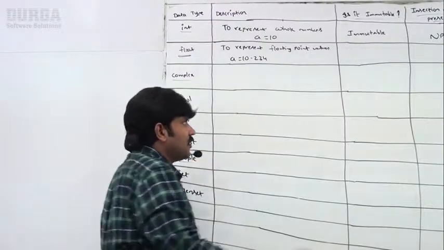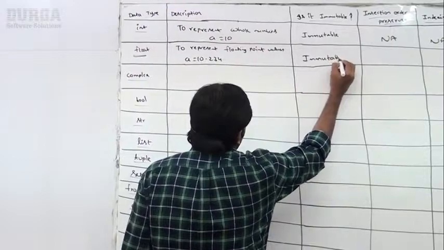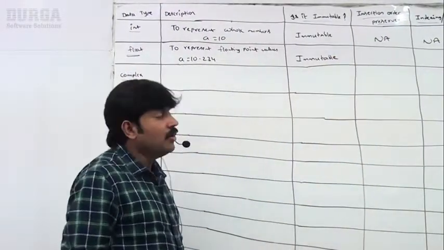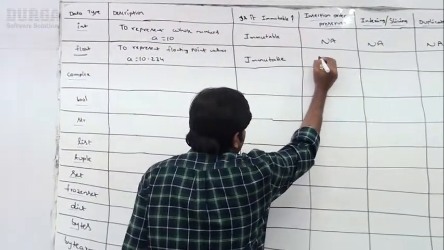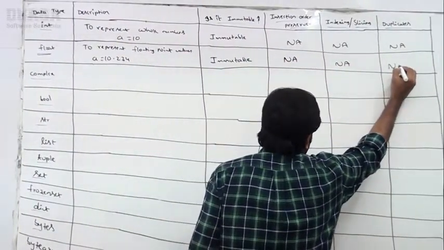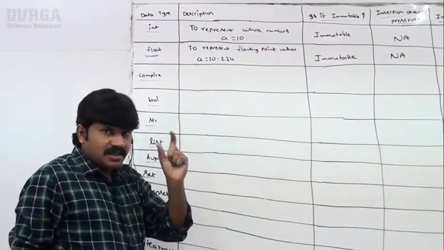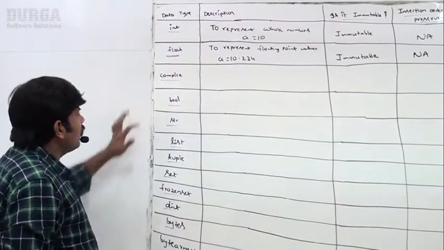All fundamental data types are immutable. That's why float is immutable. What about insertion order? Not applicable. Indexing not applicable. Duplicates concept not applicable, because this is not a collection. It is a single value.